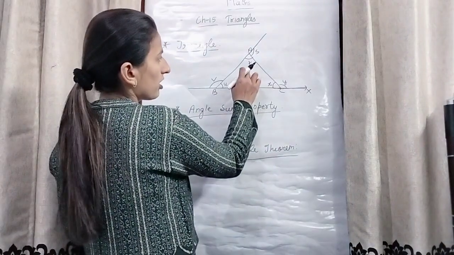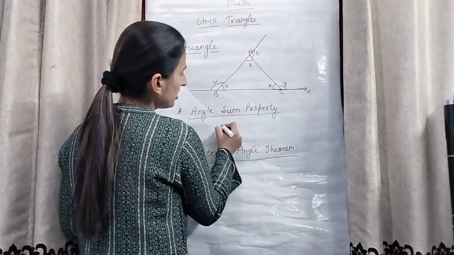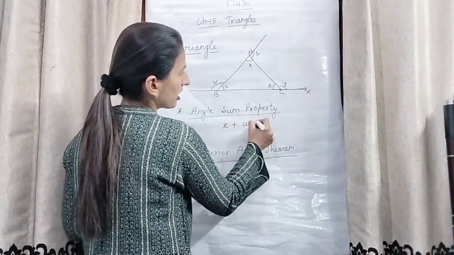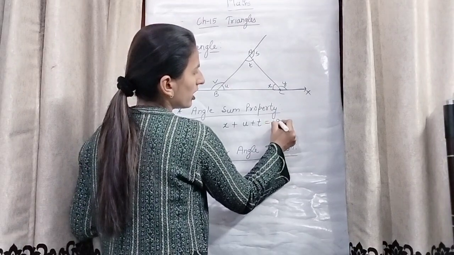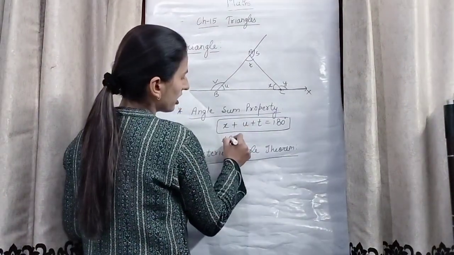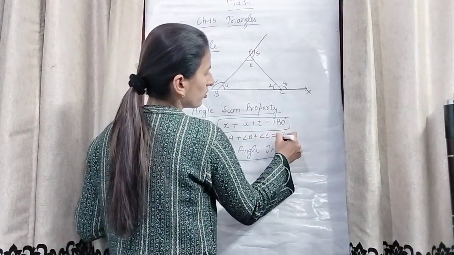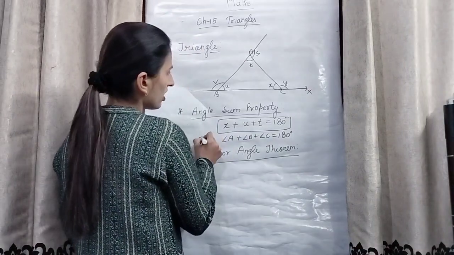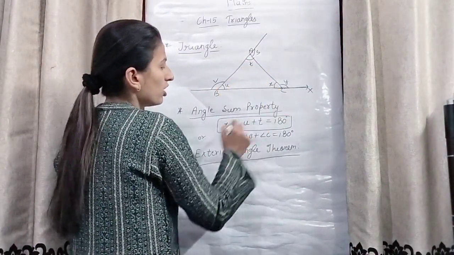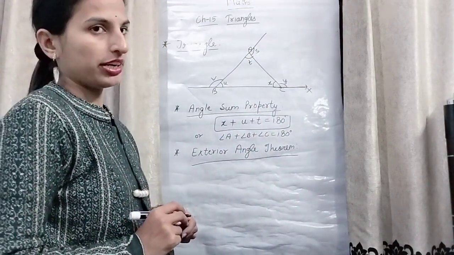Which angles are interior here? X, U and T. So it means angle X plus angle U plus angle T will be equal to 180 degrees. In other words, angle A plus angle B plus angle C equals 180 degrees. Angle A denotes the interior angle, angle B also, and angle C. So the sum of all the interior angles of a triangle is always equal to 180 degrees.